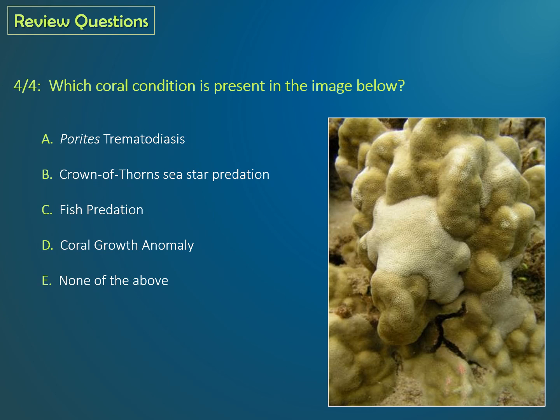Last question, which coral condition is present in the image below? Is it A, Paredes trematodiasis, B, crown of thorns sea star predation, C, fish predation, D, coral growth anomaly, or E, none of the above? If you said D, coral growth anomalies, you're correct.